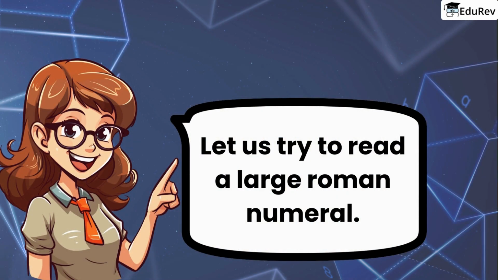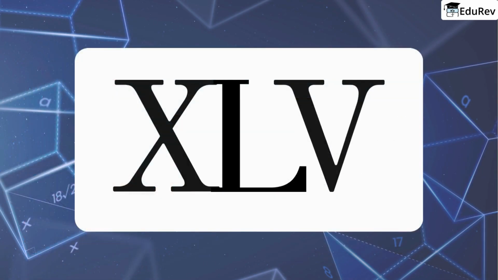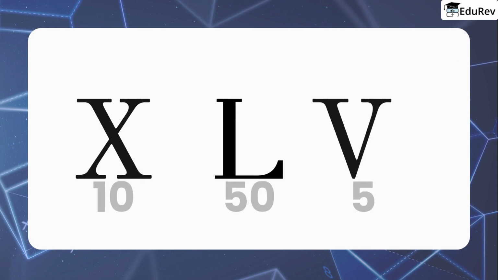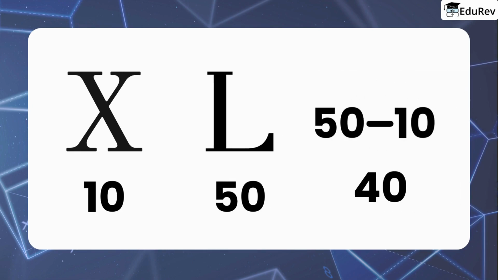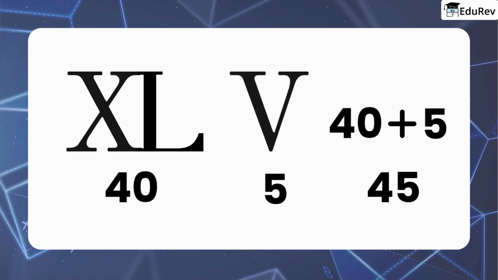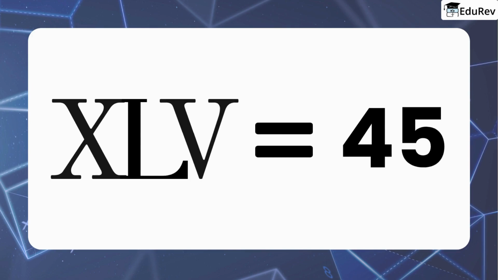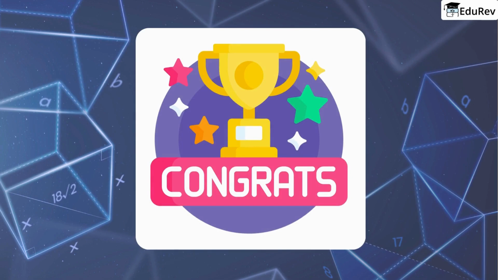Let us try to read a large Roman numeral. It is written as XLV. Let us watch it closely. Write it with some space. Here we know the values as X is equal to 10, L is equal to 50, V is equal to 5. Using the rule of subtraction, we get XL equals 50 minus 10 is equal to 40. Now we also have V to the right of it, hence using the rule of addition, we get XLV is equal to 40 plus 5 equals 45. Hence XLV represents 45. Very good.